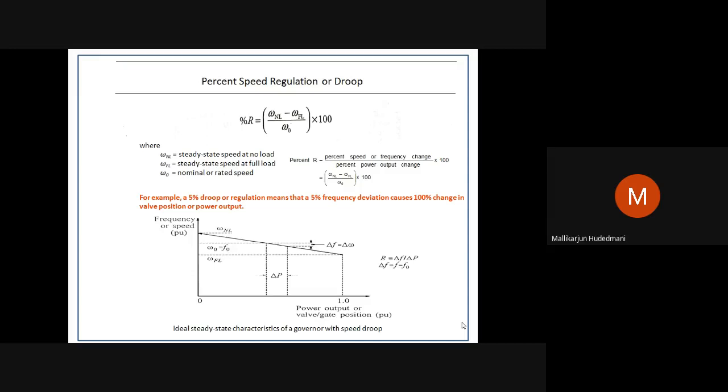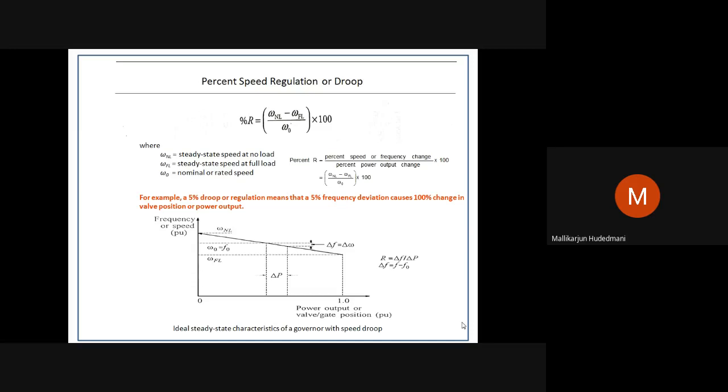Percentage R is represented by the equation which you find on the screen: (omega NL minus omega FL) divided by omega 0, into 100, where omega NL, omega FL and omega 0 represent steady state speed at no load, steady state speed at full load, and nominal or rated speed. In some books, we find N as a representation, RPM directly. So some books refer to omega to represent it.